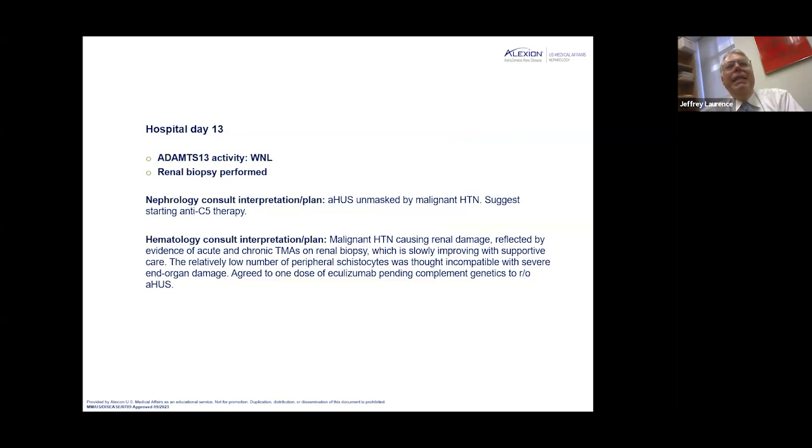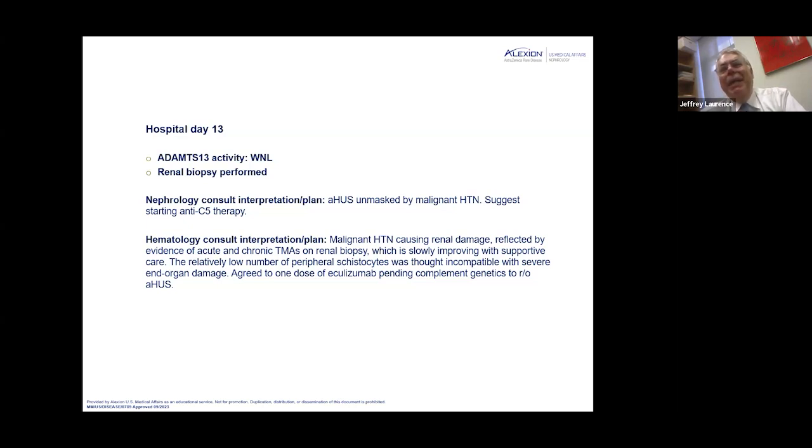The nephrologist said, this is HUS unmasked by malignant hypertension, start eculizumab. But the hematologist disagreed. He said, this is malignant hypertension, but that can cause renal damage. The biopsy showed both acute and chronic changes. He thought the relatively low number of schistocytes, 1+, was incompatible with a creatinine of 28. But he agreed to give 1 dose of eculizumab if I sent off complement genetics.